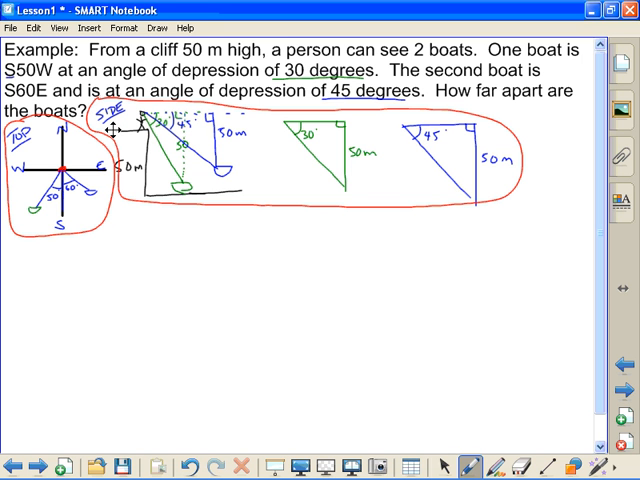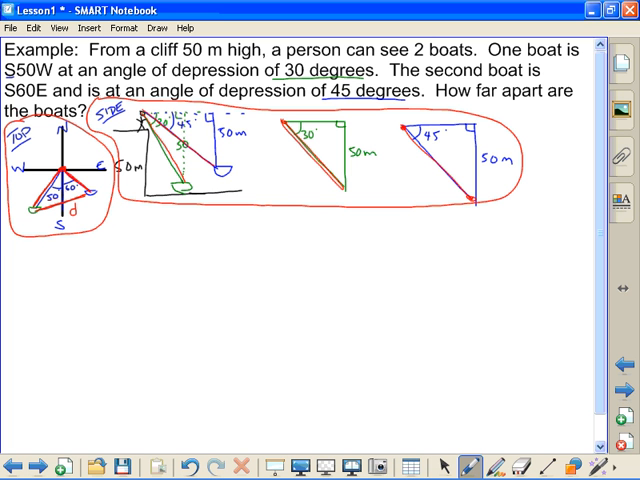So what do I need to know to figure out how far apart the boats are? So this is what I'm looking for. I want to know this distance right here. So we'll call it D. So how do I find that distance? Well, I need to know the arm that goes from the top of the cliff to the boat and from me to the top of the cliff. So if I was to go to my two triangles, I want to know this distance here from me to the boat, which would translate to this side in the triangle, from me to the boat, which would translate to this side of the triangle.